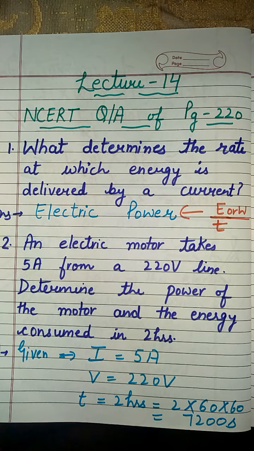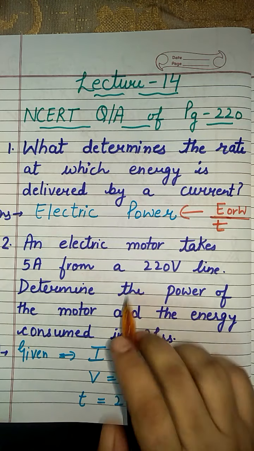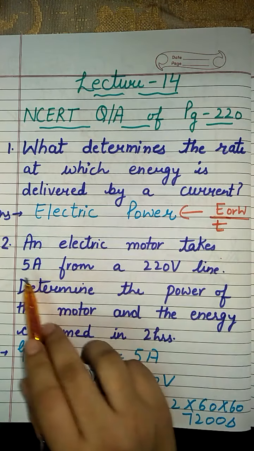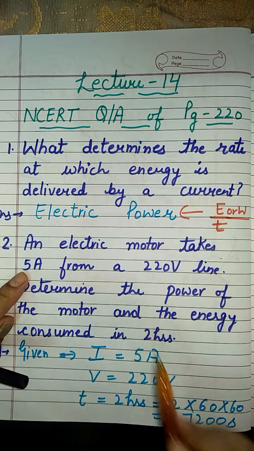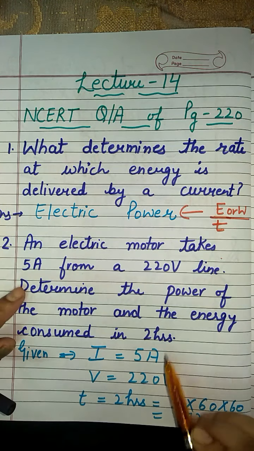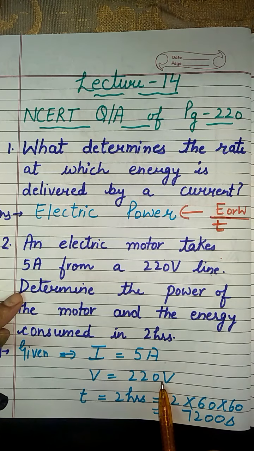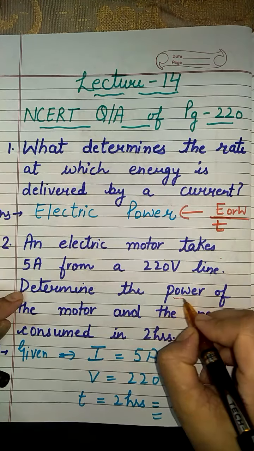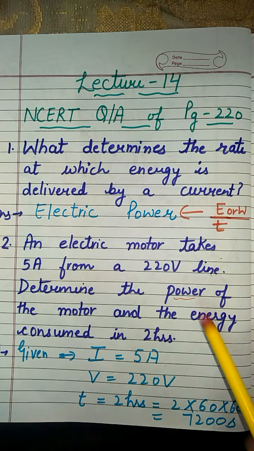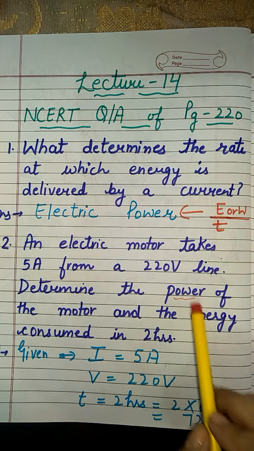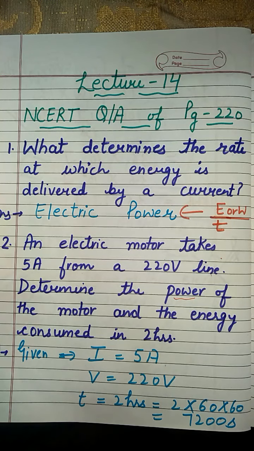Then question number 2. An electric motor takes 5 ampere. What is given? Current, 5 ampere, from a 220 volt line. What is next given? Voltage. Determine power. Power we have to find out. Power is given by V into I. Fine. Determine power of motor and energy consumed in 2 hours.